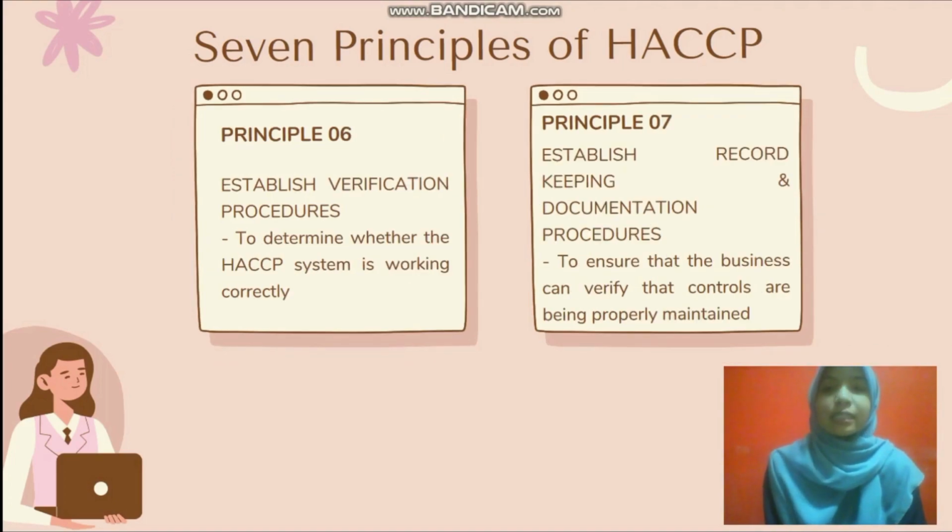So the next one is to establish verification procedures, to determine whether the HACCP is working correctly or not. The last one is to establish record keeping and documentation procedures. It is to ensure that the business can verify the controls are being properly maintained.